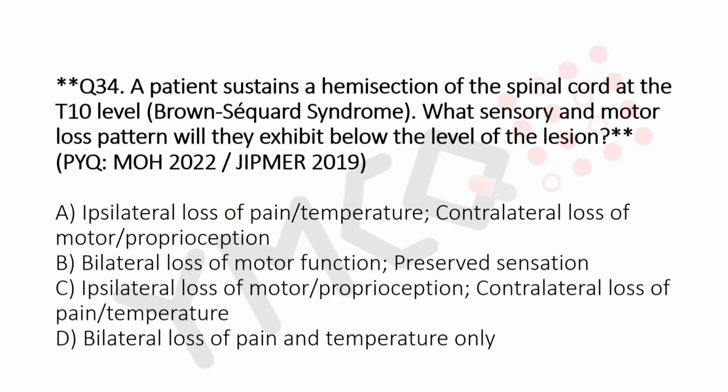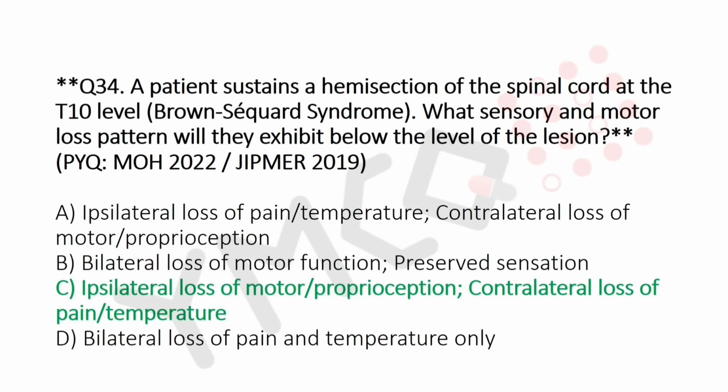Option B, bilateral loss of motor function, preserved sensation. Option C, ipsilateral loss of motor or proprioception, contralateral loss of pain or temperature. Option D, bilateral loss of pain and temperature only. And the answer is option C, ipsilateral loss of motor or proprioception, contralateral loss of pain or temperature.